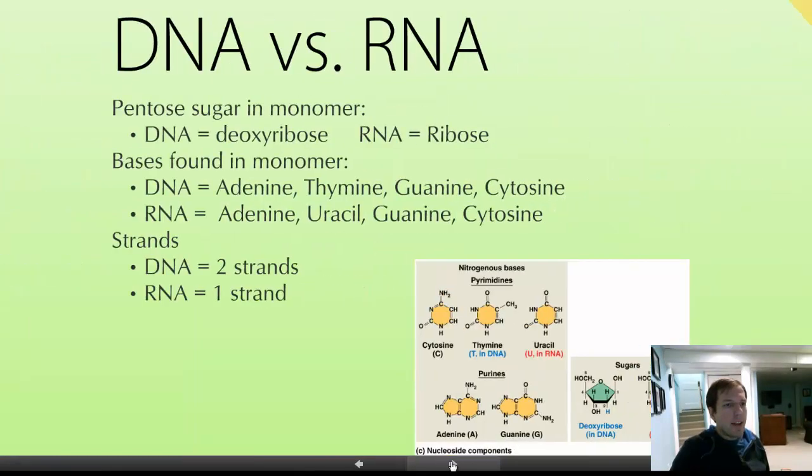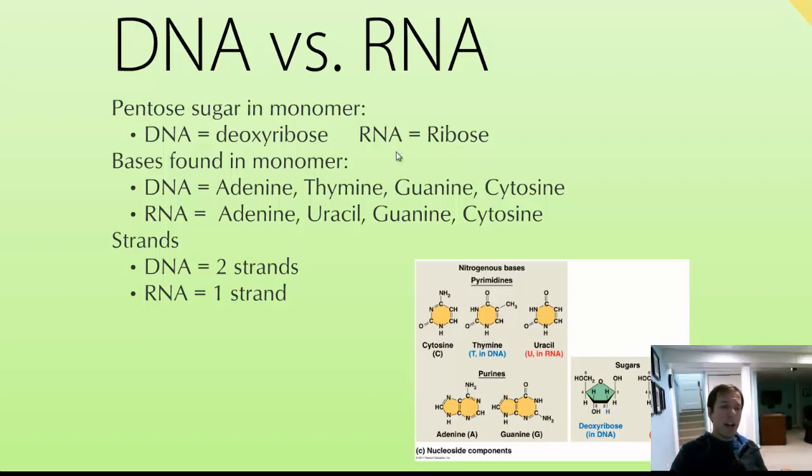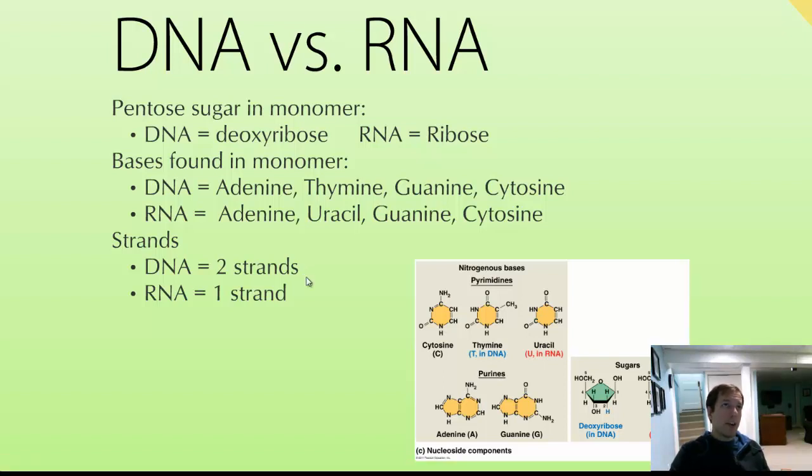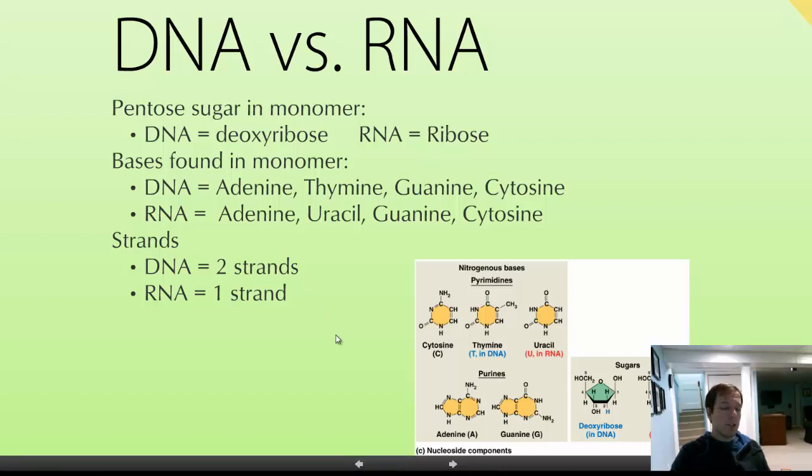Now, as we look at DNA versus RNA, the difference in the structure is the sugar. DNA has deoxyribose and RNA has ribose. Deoxyribose is simply a ribose sugar that has one less oxygen in it. The bases that they contain, DNA has A, T, C, and G, adenine, thymine, guanine, and cytosine, whereas RNA replaces the thymine with uracil. DNA is usually two-stranded, meaning it's got two strands that are coiled to form a double helix, whereas RNA is usually found as a single strand.